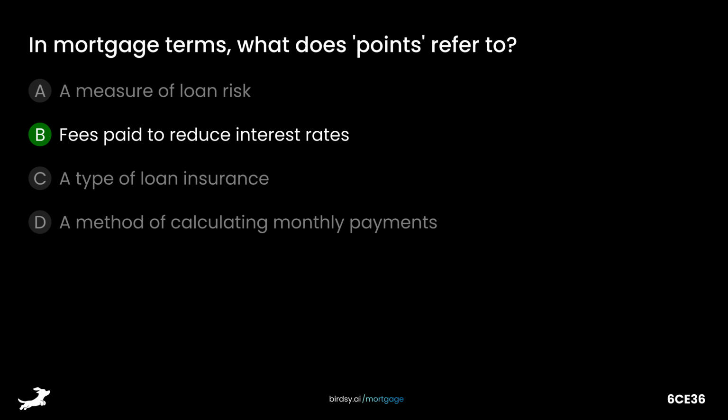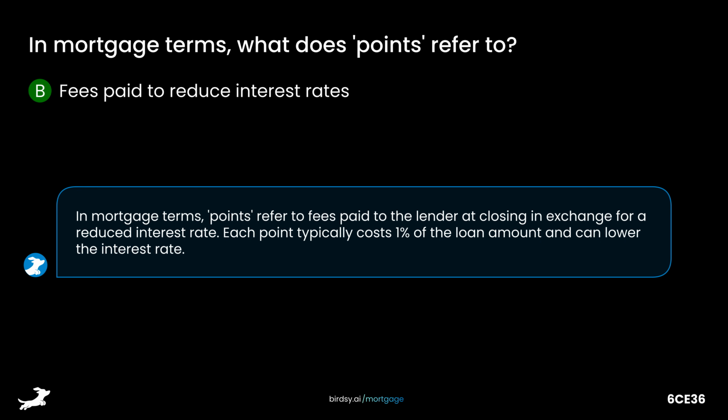The answer is B, fees paid to reduce interest rates. In mortgage terms, points refer to fees paid to the lender at closing in exchange for a reduced interest rate. Each point typically costs 1% of the loan amount and can lower the interest rate.